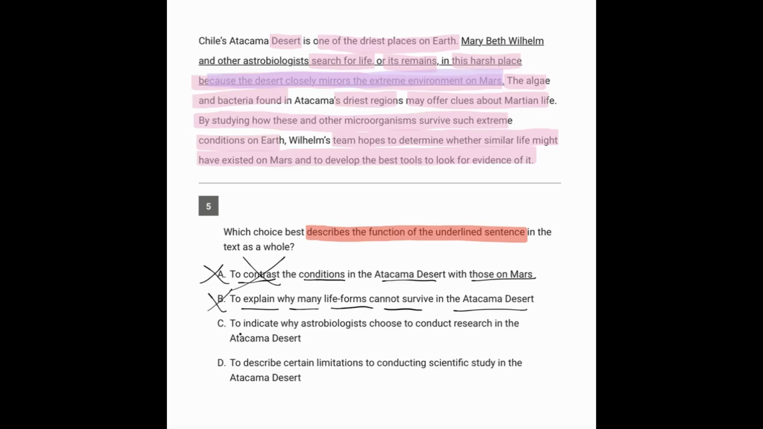C, the underlined part is indicating why the astrobiologists chose to conduct their research in that desert. Yeah, it does. It says exactly that, and the reason is because it closely mirrors the conditions on Mars. And D, the underlined part is describing certain limitations to conducting a study in the desert. I'm sure there were limitations, but the underlined portion here was not talking about those. So the answer here is C.